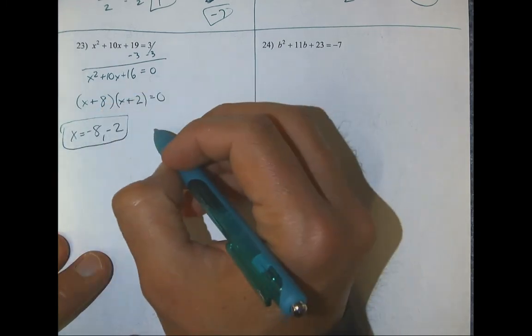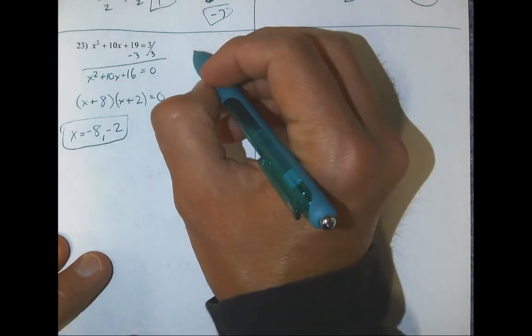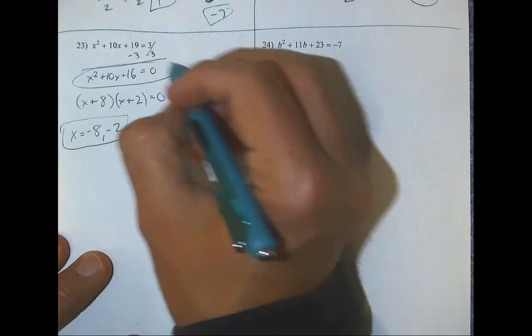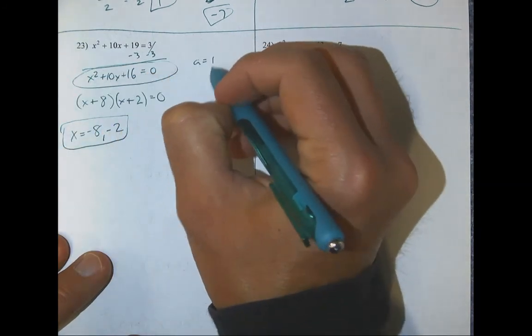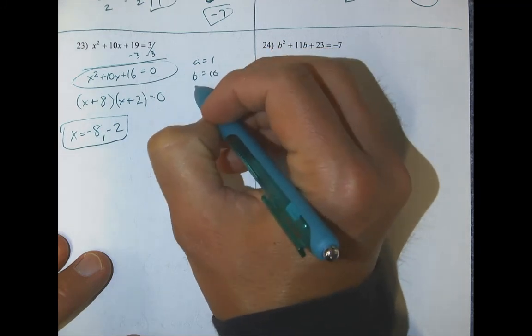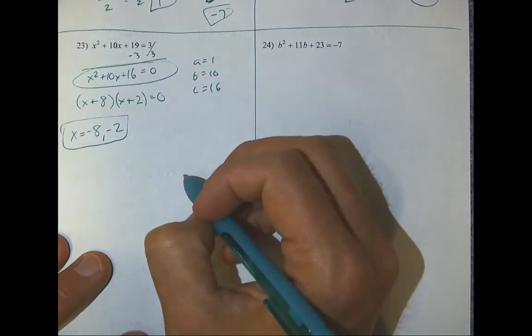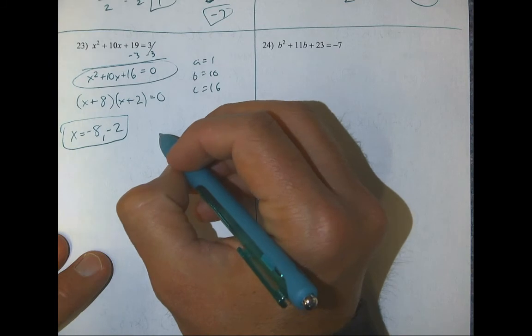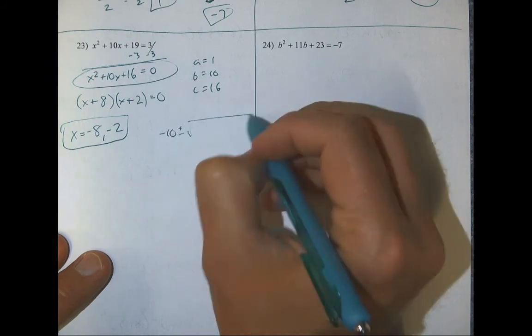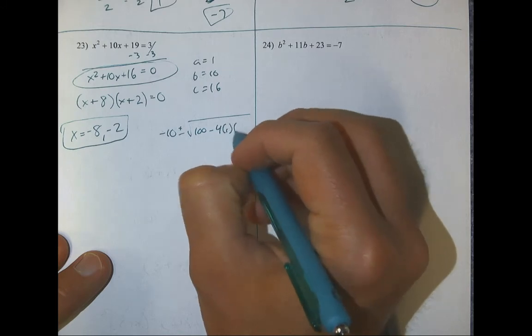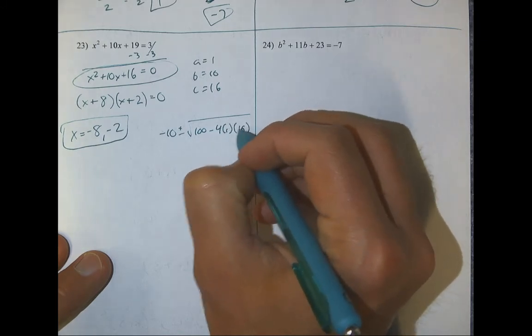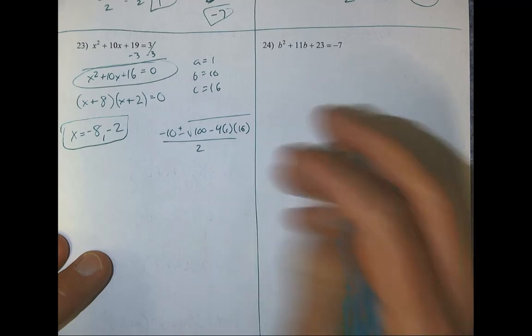Quadratic formula, negative b. So let's go back. This is where you pull it from. Make sure you don't go back to here. You have to pull a, b, and c from here. So a is 1, b is 10, c is 16. So negative b is negative 10, plus or minus b squared, so 100, minus 4 times 1 times 16, over 2 times 1, so 2.